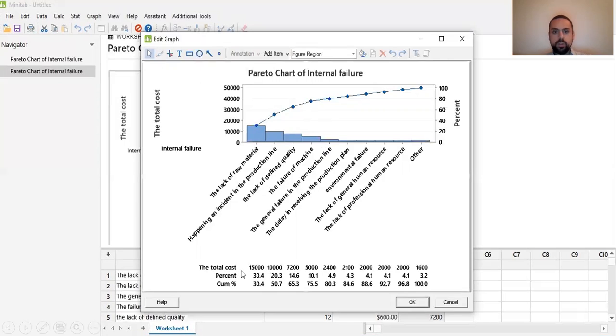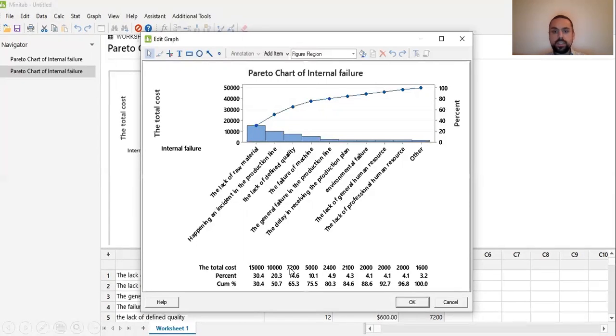Here, you can see, for instance, the first one, which is the lack of raw material, imposes on us $15,000 per year. It's 30.4% of the total cost. So it's the most important. The second one is $10,000, which is 20% of the total cost, around half, because these two together are 50%.